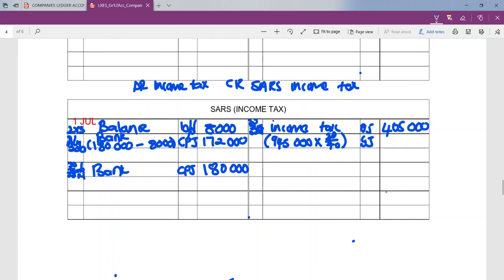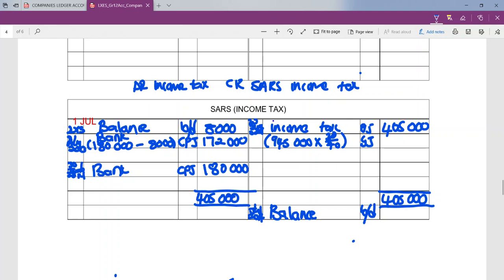We can therefore say, try to totalize this side and then have a balance carried down on the debit side, so that SARS at the end of the year can become a liability. So here we're going to have 405,000, and then also this side we're going to have 405,000. And then remember, on the 1st of July 2014 we'd have a balance brought down, which is supposed to be the same as the carry down.